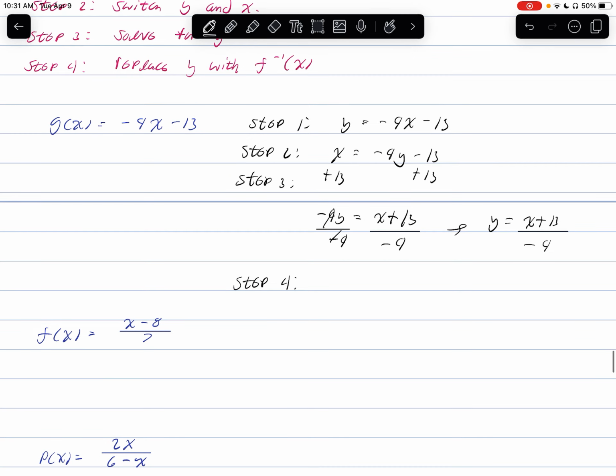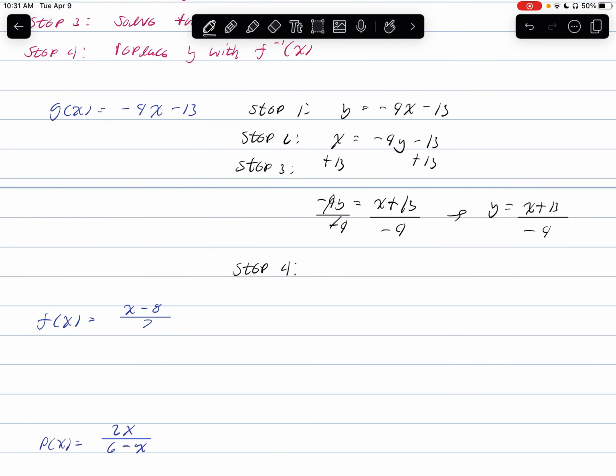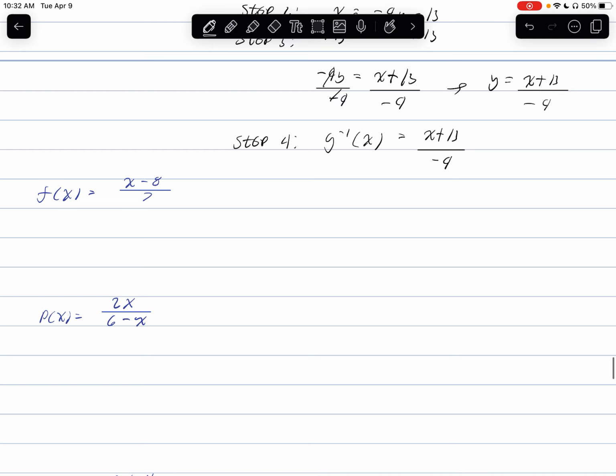Now we do step four. We're going to replace y with our inverse function notation. So here we're going to have g inverse of x is equal to x plus 13 over -9. If you want, you can check g and g inverse to confirm these actually are inverses. But if you're given a one-to-one function, you are pretty much guaranteed that this method is going to work for you.